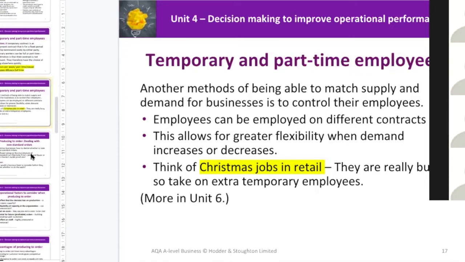Okay, any questions for reducing hours for employees to improve performance of operations? No? Okay.